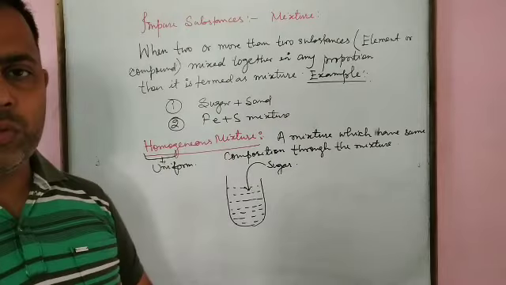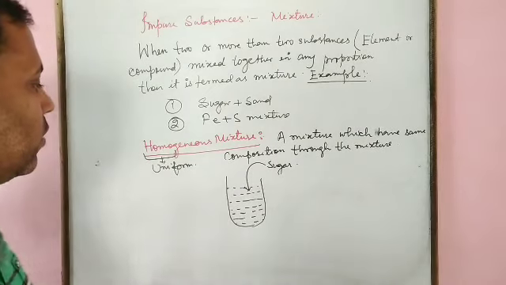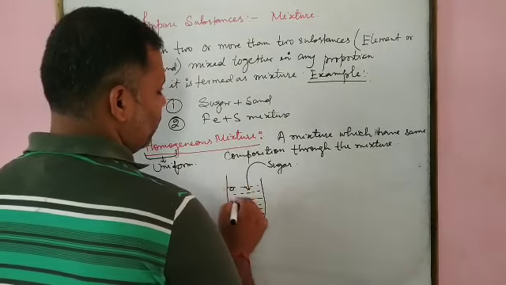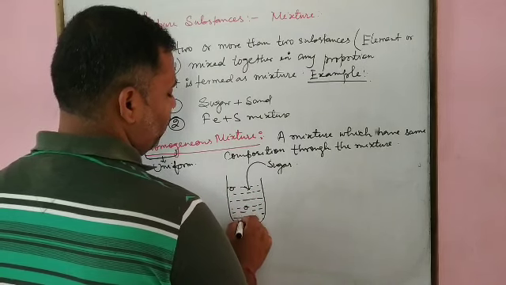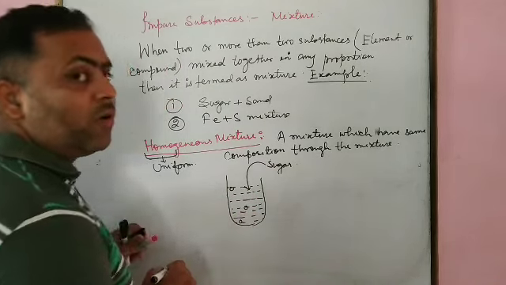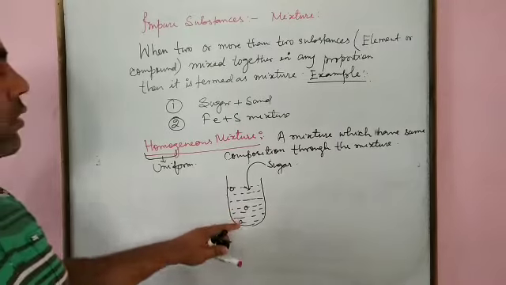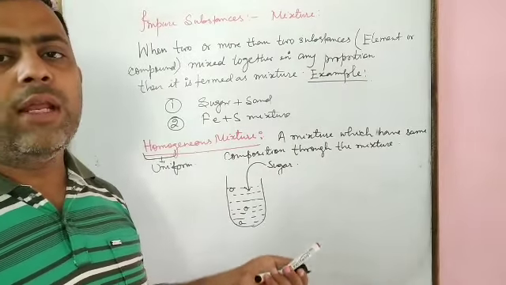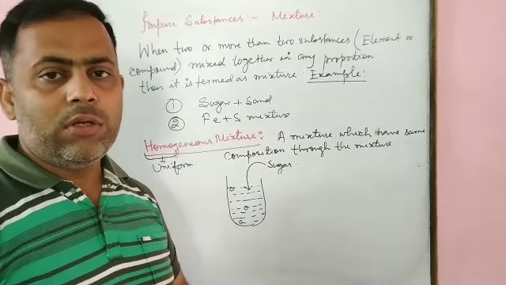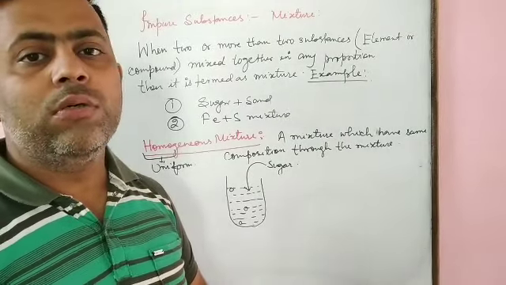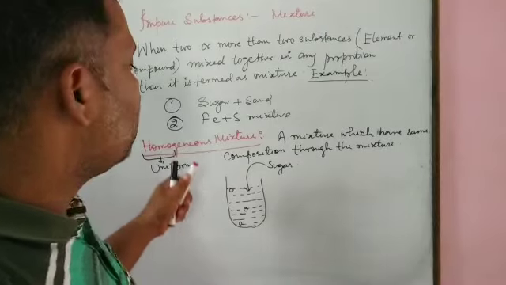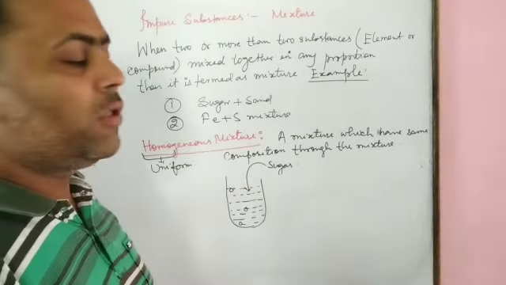When we add sugar, on adding sugar, what do we see? When we test a droplet from here, we see that the drops are equally sweet. Why are they equally sweet? They are equally sweet because the distribution of sugar in water is uniform. That's why it is termed as a homogeneous mixture.